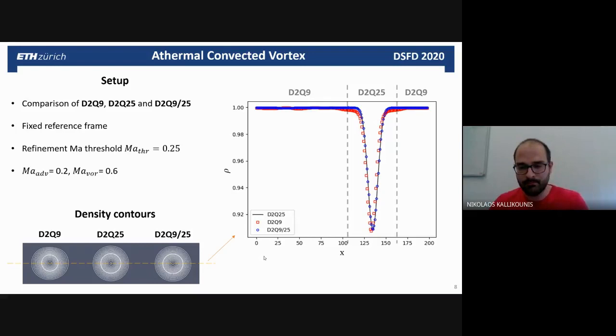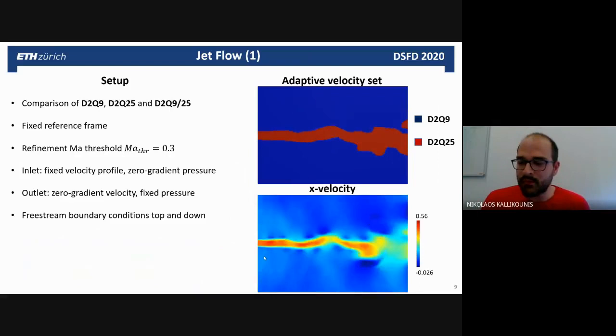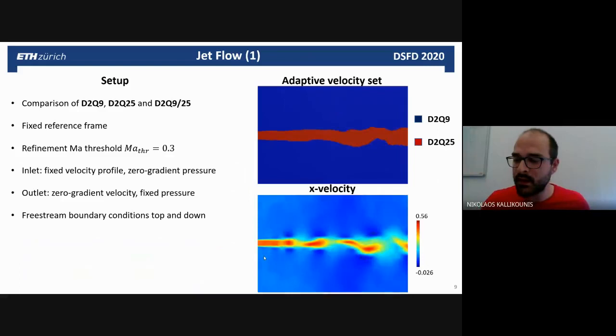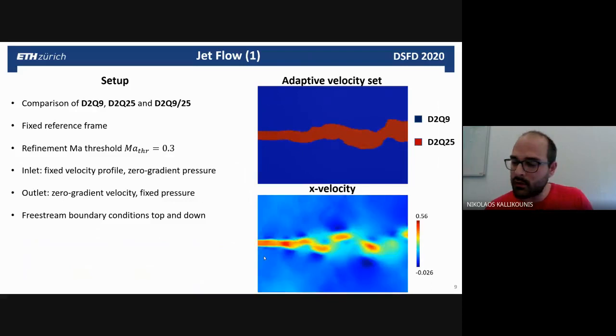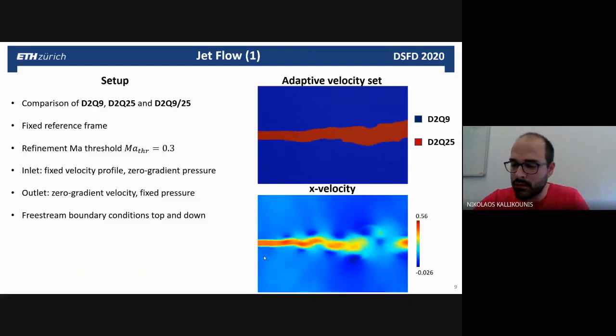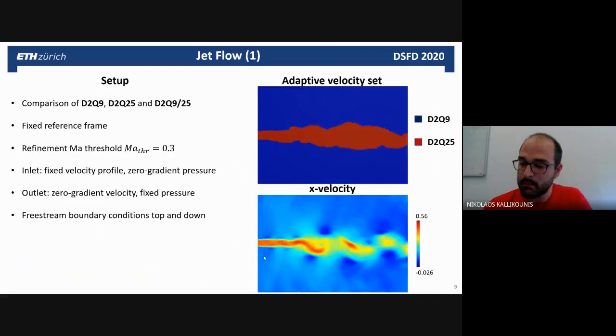The second simulation with a similar setup for the multiscale framework consists of a jet flow in which a high-speed jet at the center of the inlet has a Mach number of 0.6, and a low Mach number of 0.15 is imposed on the sides. The refinement criterion is a threshold for the Mach number again, equal to 0.3, and fixed velocity and zero gradient pressure boundary conditions are imposed on the inlet, and fixed pressure and zero gradient velocity at the outlet.